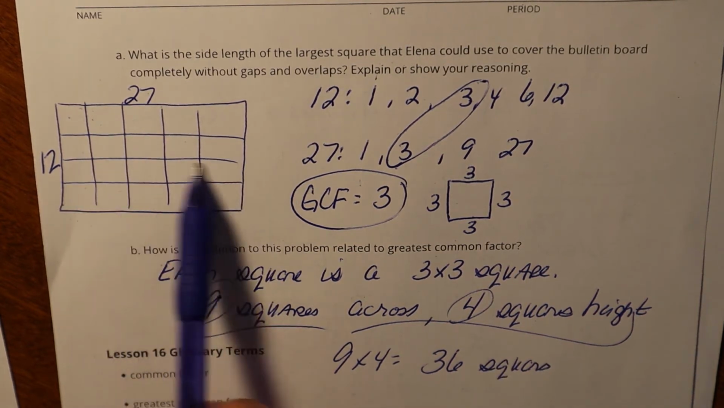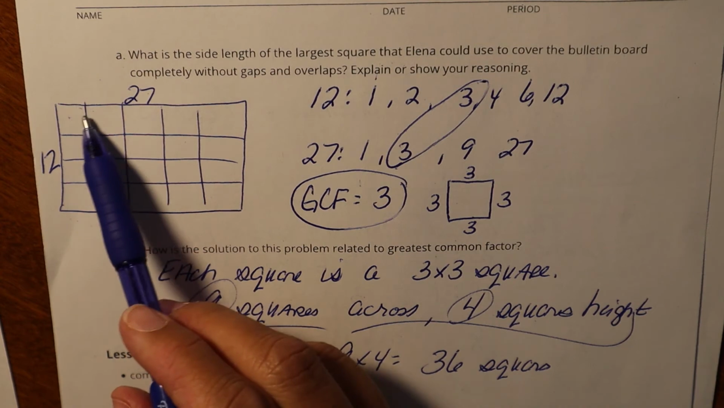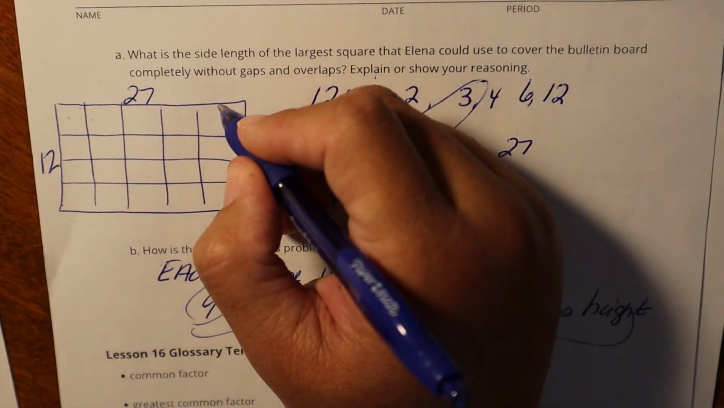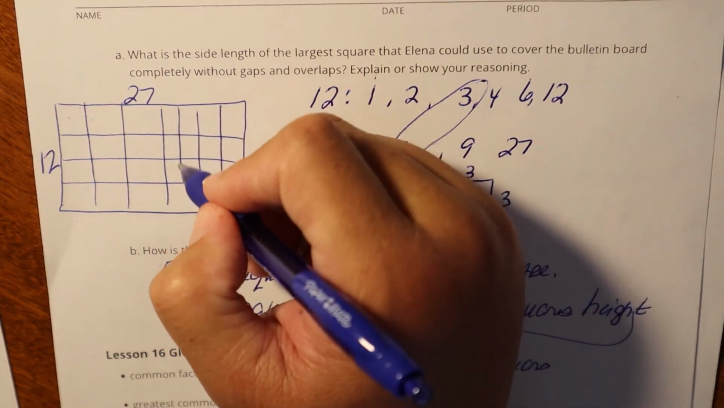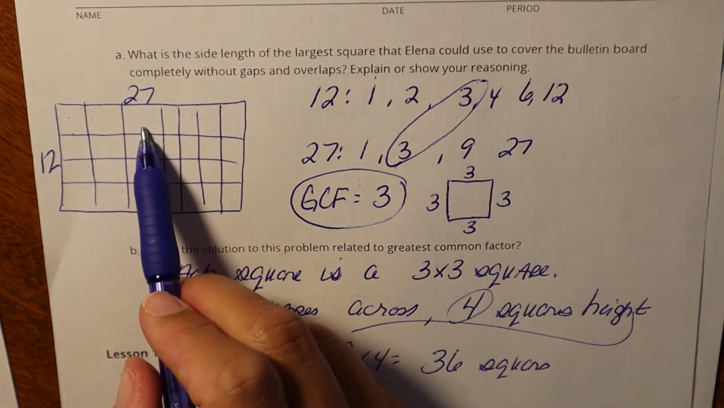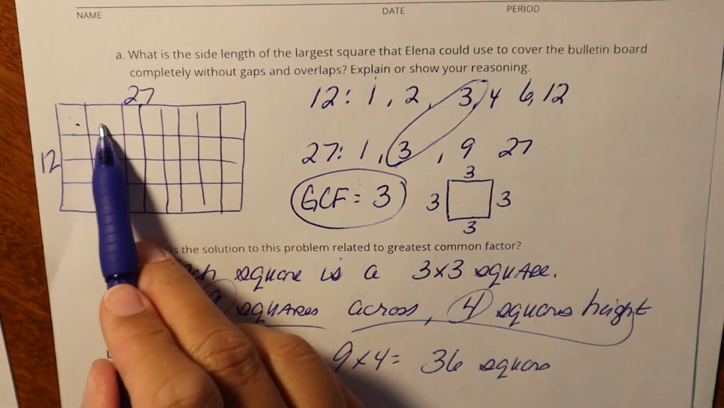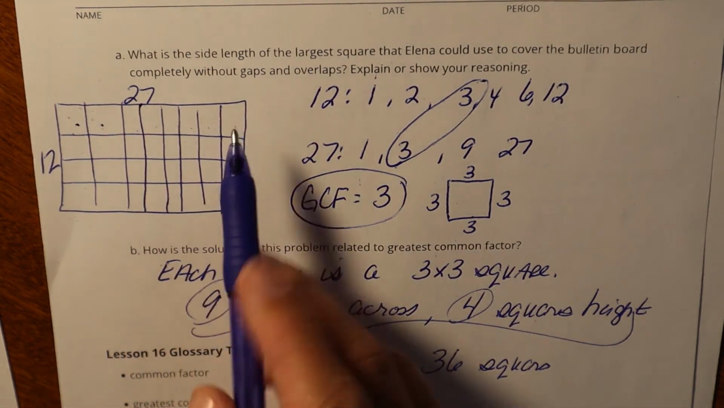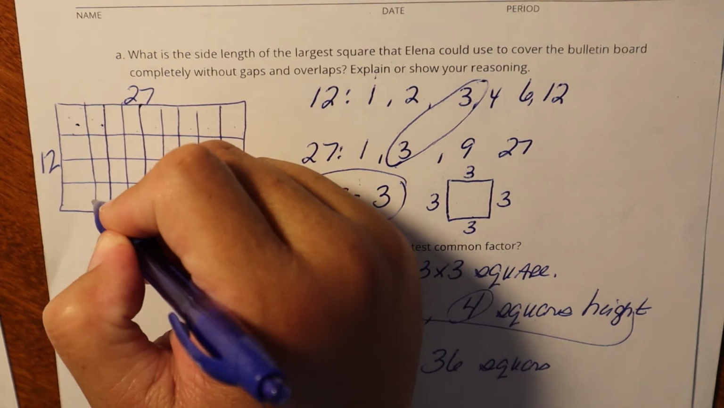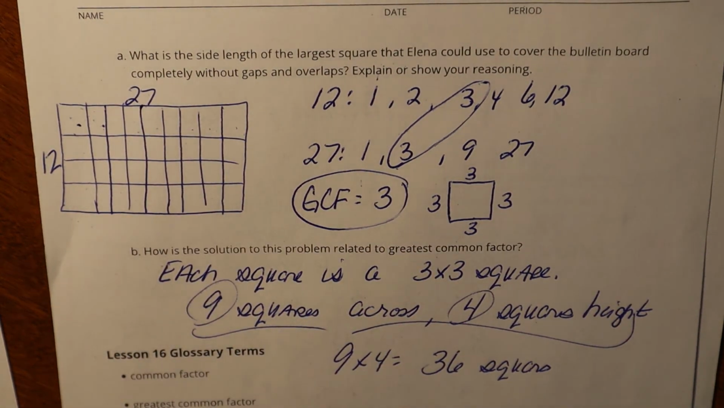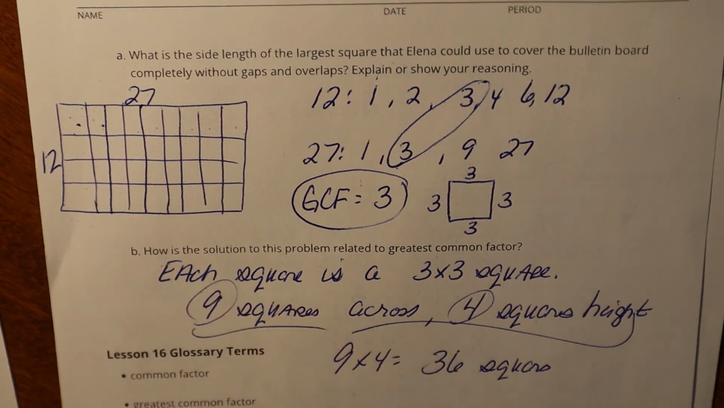So I already did this part, I just guessed it correctly, but I need 1, 2, 3, 4, 5. I need 4 more to make 9, so maybe I'll divide that there, divide that there. 1, 2, 3, 4, 5, 6, 7, 8, 9. Oh, I need one more. 9. So that's how my bulletin board would look. That's how you could actually use this greatest common factor in the classroom.